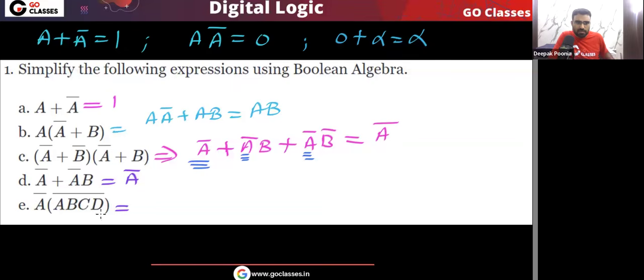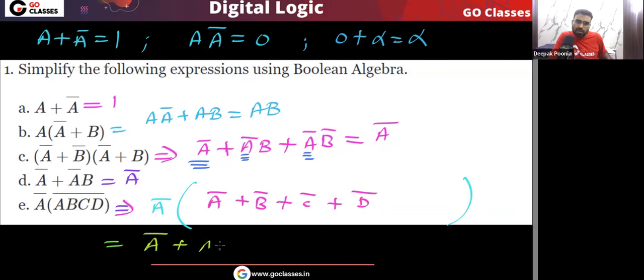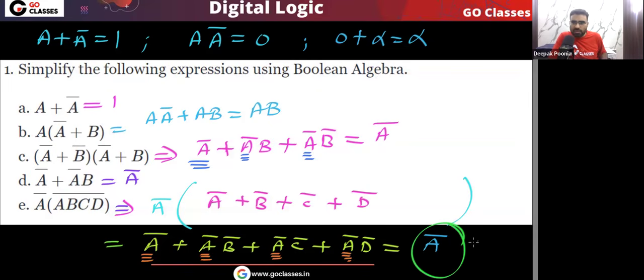Let's see option E. For option E, you can apply the De Morgan law here. So remember, it will become A bar, and inside you can apply the De Morgan law, so that will become A bar or B bar or C bar or D bar. Now you can just apply the distributive property, you can multiply inside, so you will basically get A bar or A bar B bar or A bar C bar or A bar D bar. Finally you will get A bar. You can apply the absorption property, because notice that you have A bar here, here also, here also, and here also. Finally you will get A bar using the absorption property. Very simple.